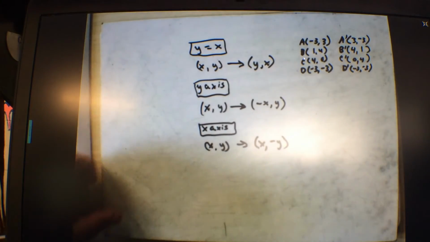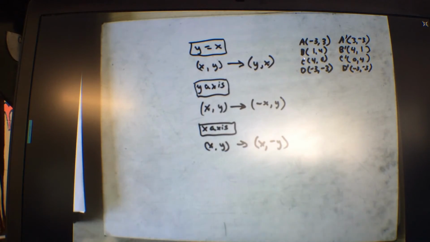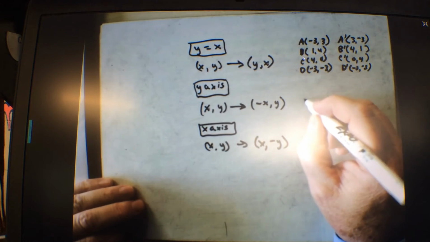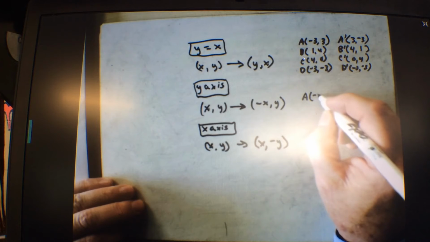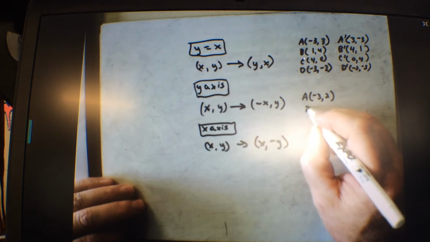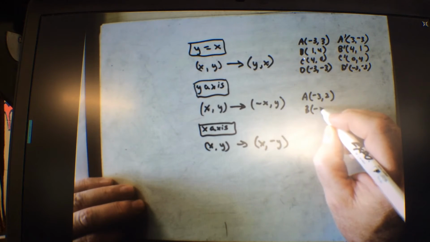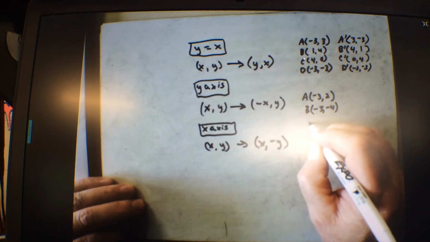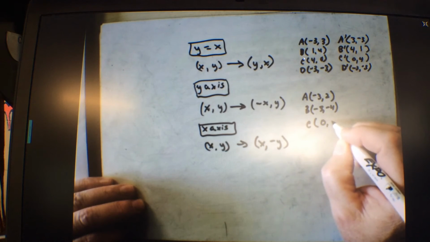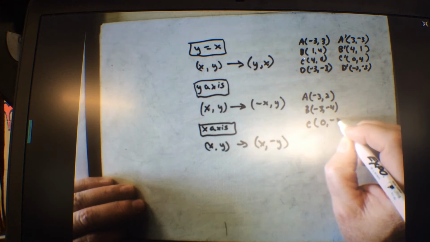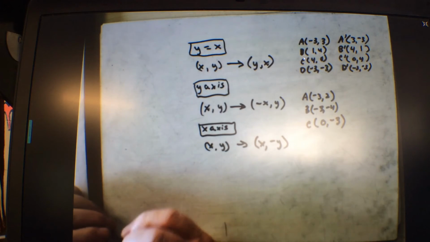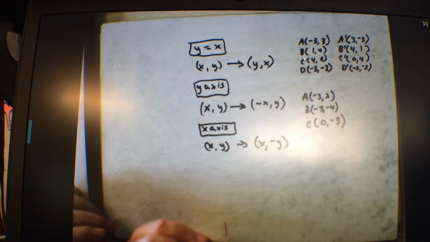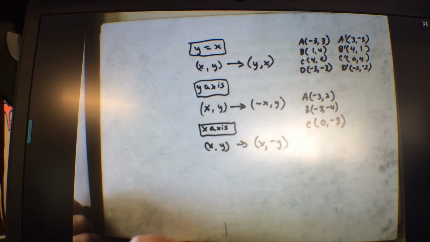Okay, so I'm gonna go to the y-axis, all right? And obviously I don't wanna pick something that's already there because I've already done one for you. So I'm just gonna make a triangle. A is negative 3, 2, B is negative 3, negative 4, and C is 0, negative 3. I'm just making this up.